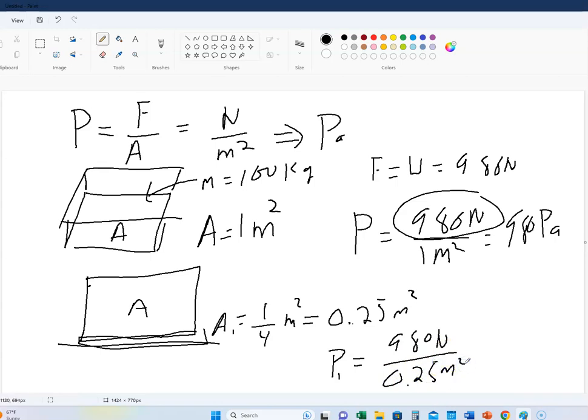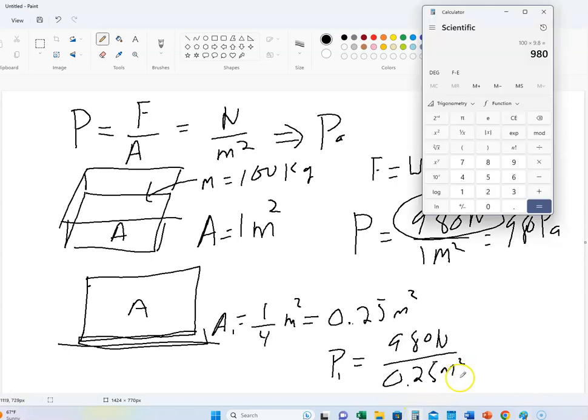So remember, when we divided by 1, it was 980 Pascal, but this is going to be much, much more. In fact, this will be 4 times more, as we're going to see in just a second, right? Because this is 1/4. It's in the denominator, so it's really just 4 times 980. All right, so let's just see this. So it's 980 divided by 0.25. That's the same as multiplying 980 by 4, and there it is.